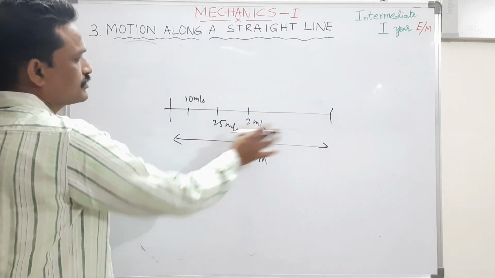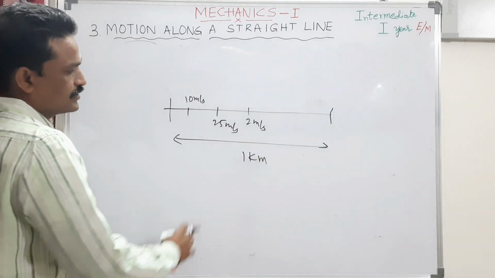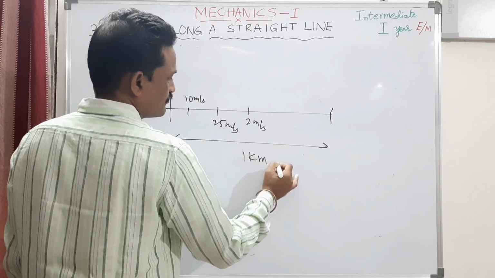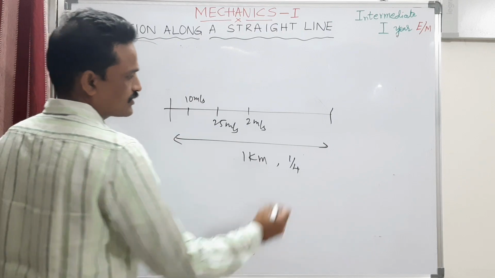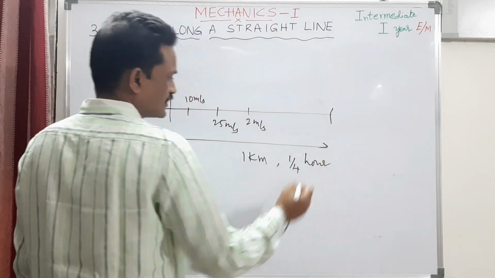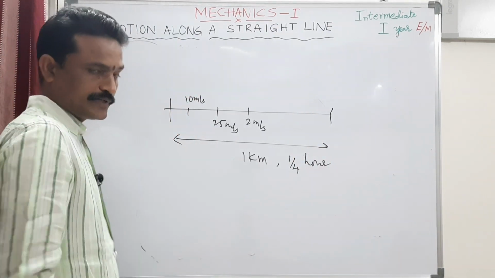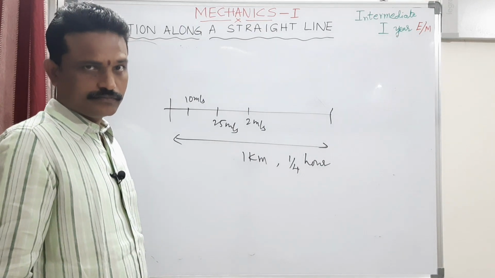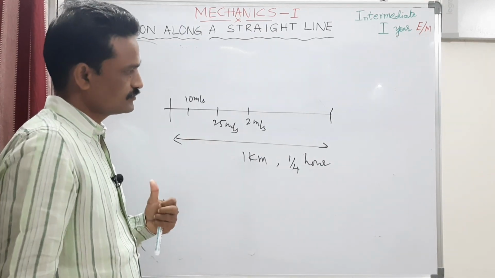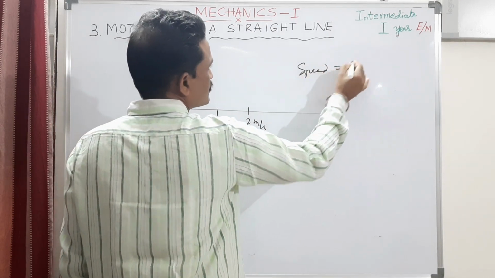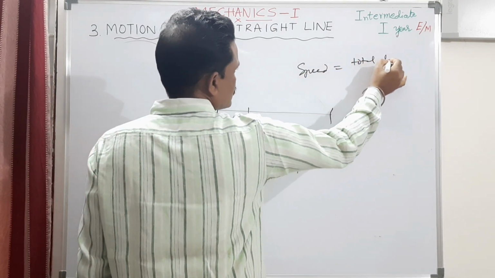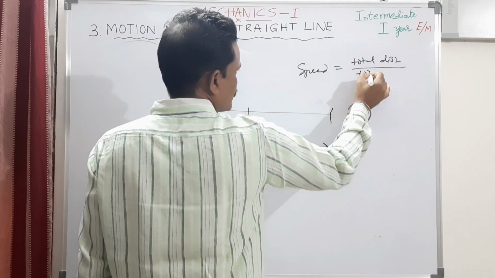So this is the total distance covered. Let us say you took the time period of, let us say, quarter of an hour. That is, you covered it in 15 minutes. What was your speed? The speed is given by, so speed is equal to total distance divided by total time taken.